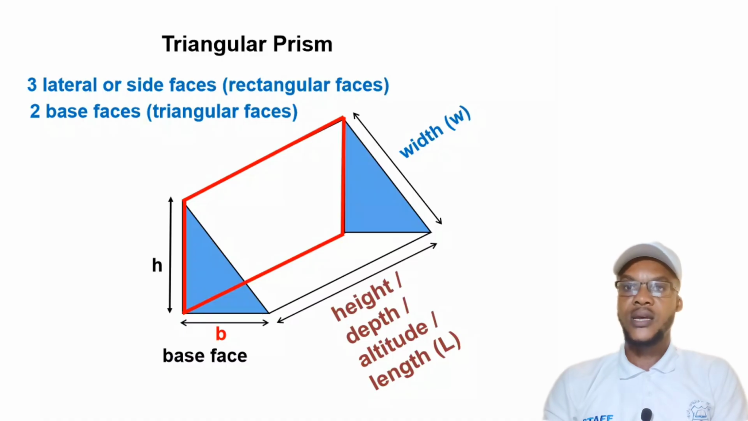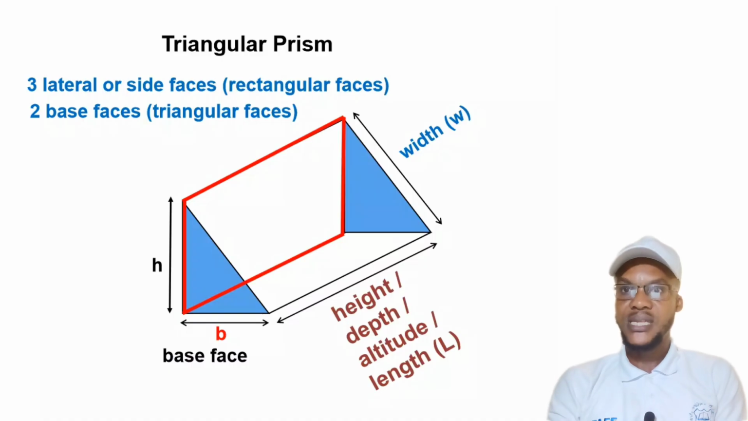So know these differences so that when we ask you in a question, you know which of them we are talking about. If in a question we say the height of a triangular prism, then know that we are talking about the length of the lateral face. But if we say the height of the base, you see those two statements, they are not the same.